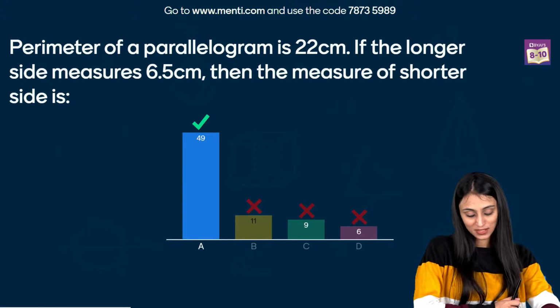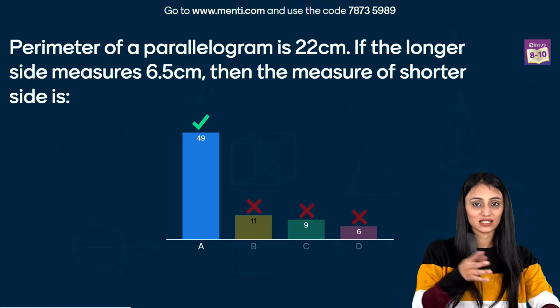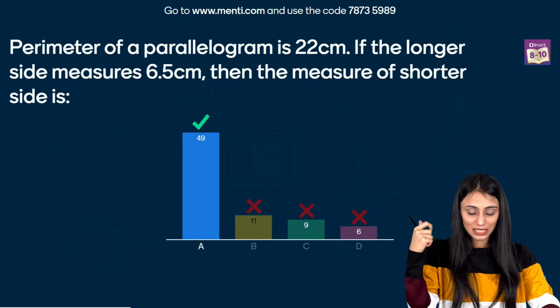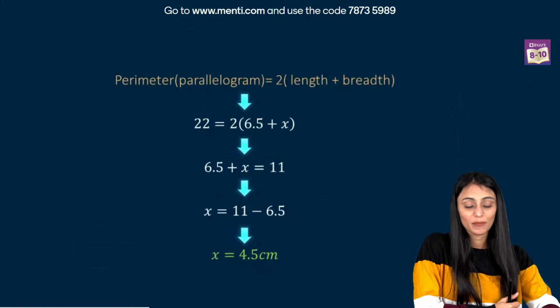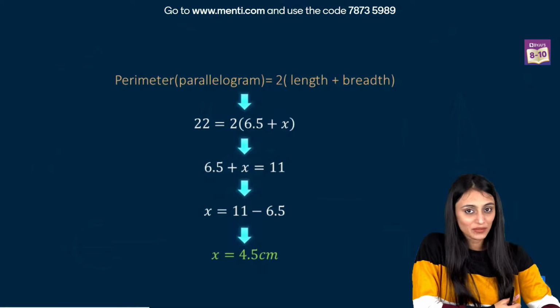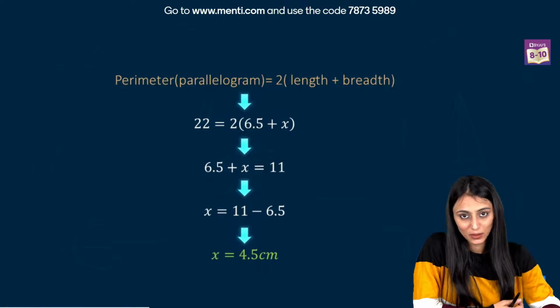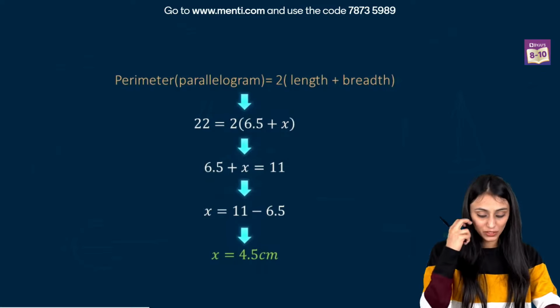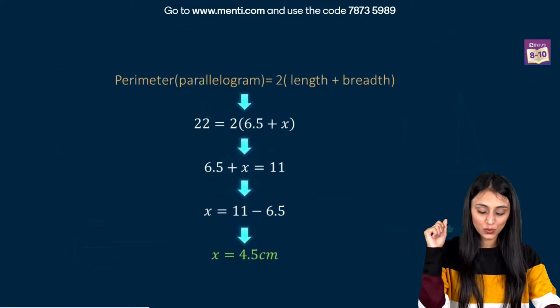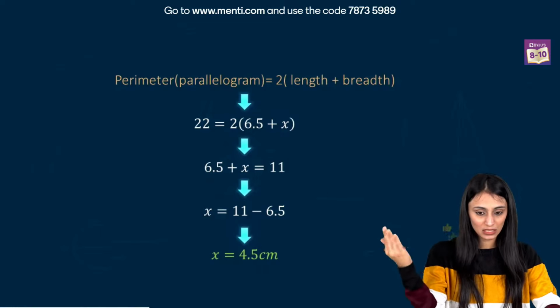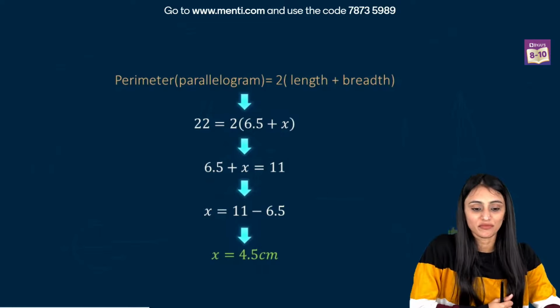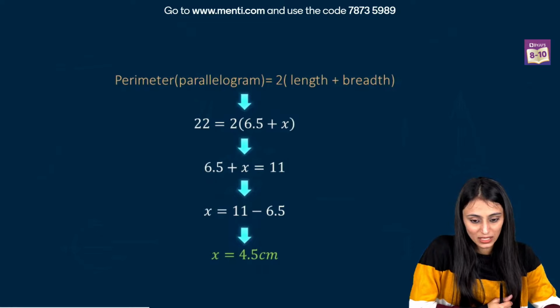All right, so maximum students are saying it's A. Some are saying B, C and D. Still again, we have mixed answers. Let's take a look at the solution. Perimeter of a parallelogram is twice of length plus breadth, right? Because rectangle is also a parallelogram, so definitely the perimeter is going to be same. Perimeter is given, that's 22. That will be equal to twice of 6.5 plus x, because we don't know what the breadth is. That would be 6.5 plus x equals 11. So x will be 11 minus 6.5. X is 4.5 centimeter. That's the answer.